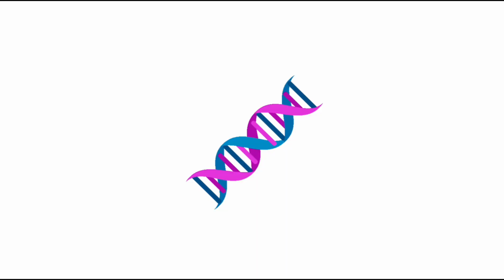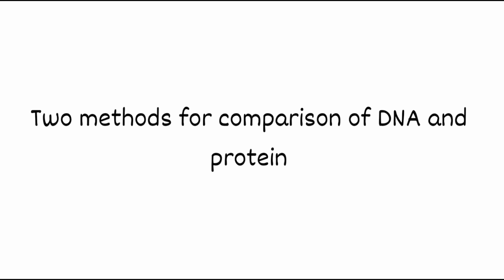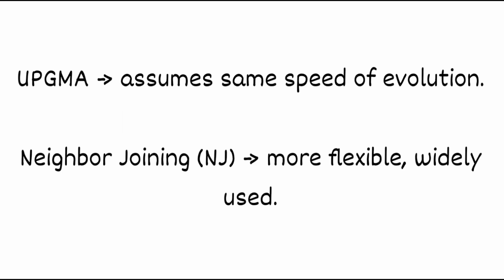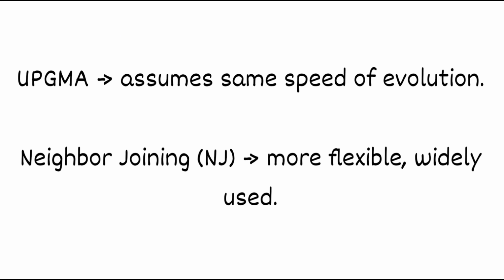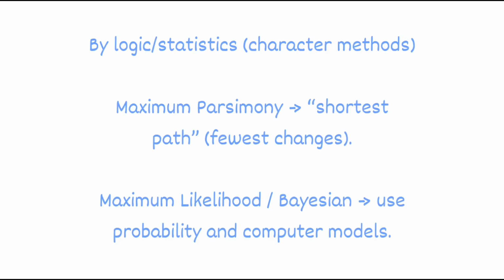Methods to compare DNA and protein. There are two methods by which the trees can be made. The UPGMA method assumes the same speed of evolution, and NJ, that is neighbor joining, is more flexible and widely used. These are examples of distance methods, by similarities. By logic or statistical character, there is maximum parsimony, the shortest pathway, fewest changes, and maximum likelihood, like Bayesian, which use probability or computer models.